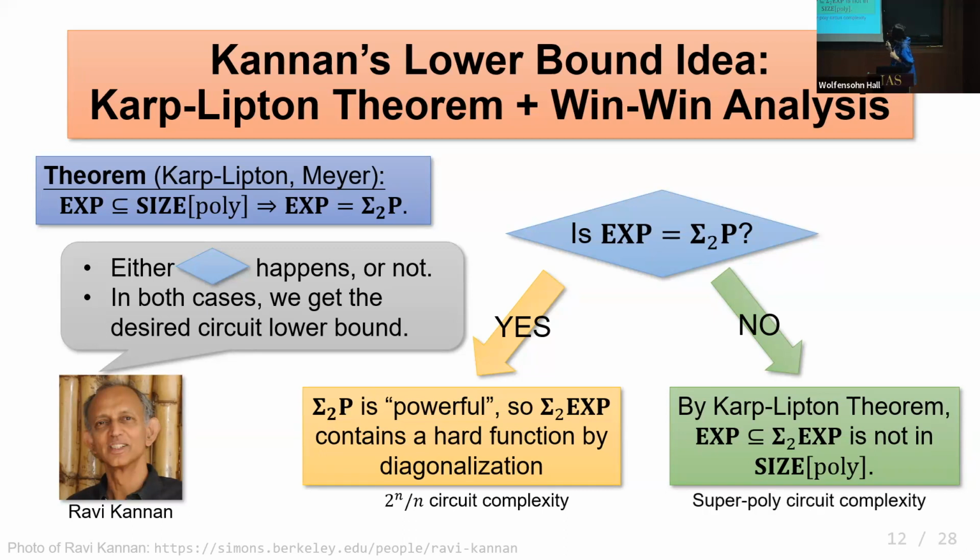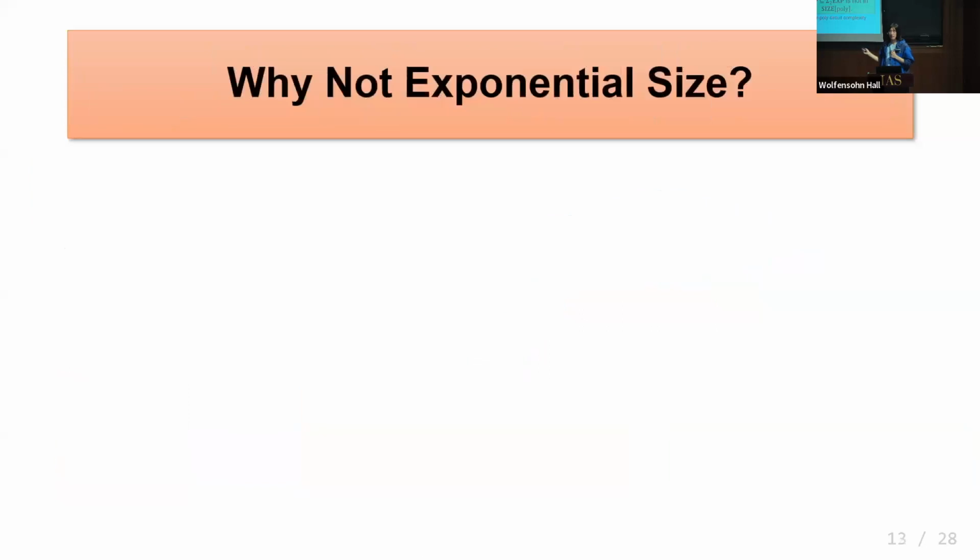I also want to notice that this win-win only gives you superpoly lower bounds. In the first case, you can get exponential bounds, but in the second case, you only get superpoly bounds. Of course, you can still adjust the parameter and get better bounds. But let's see, what's the best bound you can prove for sigma 2 exp?